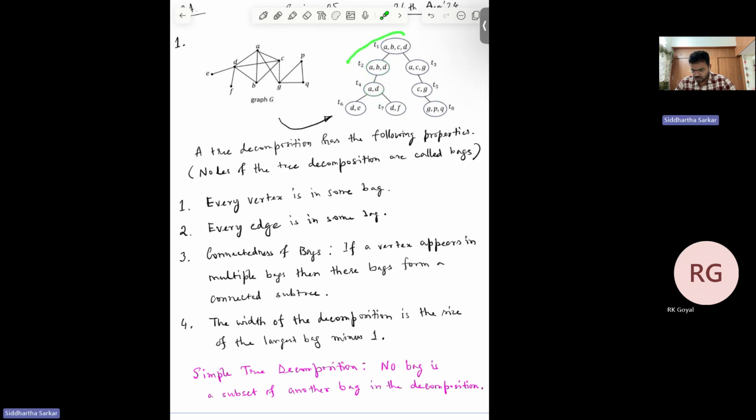So this is not a simple tree decomposition, and it is possible to convert it into a simple tree decomposition while ensuring that these properties are not violated. There is a way to convert a given tree decomposition into a simple tree decomposition. There are a couple of options. First, identify which bags violate simplicity.